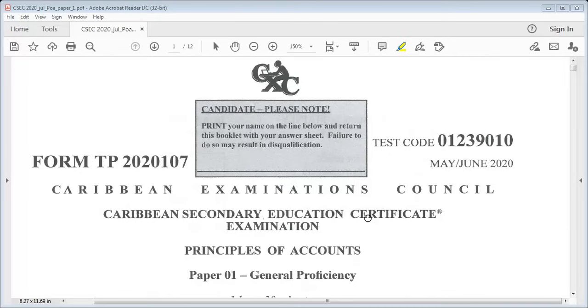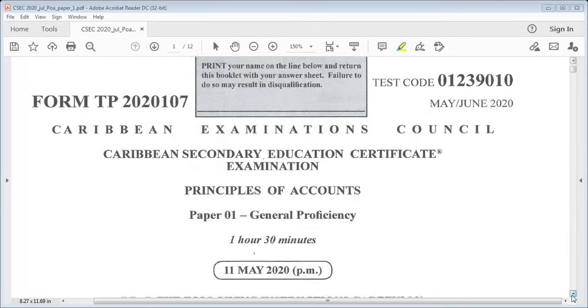So this video is going to be in two parts covering this paper. In part one, we're going to be looking at questions 1 through to 30, and then in part two, we'll be covering the rest of the paper. So make sure that you subscribe so that you know when part 2 is out. So let us get right into this paper.